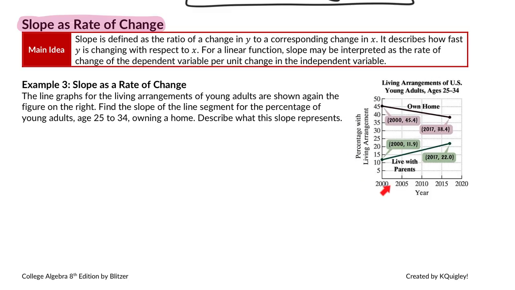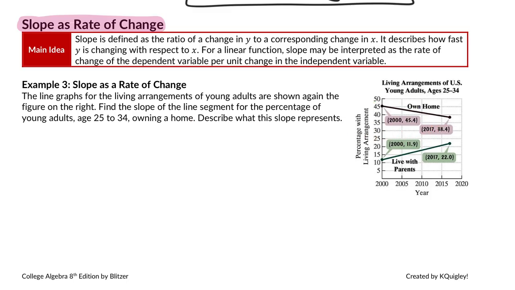So in this graph here, this is a graph representing the living arrangements of U.S. adults aged 25 to 34. In 2000, this is how many owned their home. And in 2017, this is how many owned their own home. In 2000, this is how many lived with their parents. And this is how many lived with their parents in 2017. What we're wanting to know is the slope of the line segment for the percentage of young adults that own a home. So we're going to be using these top coordinate points.